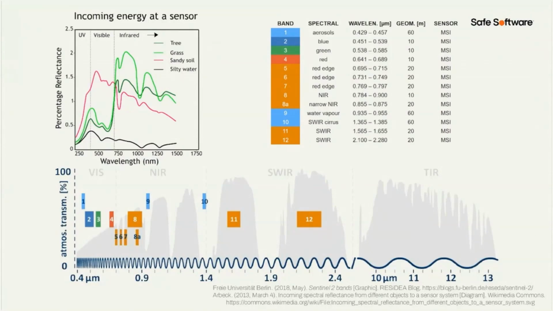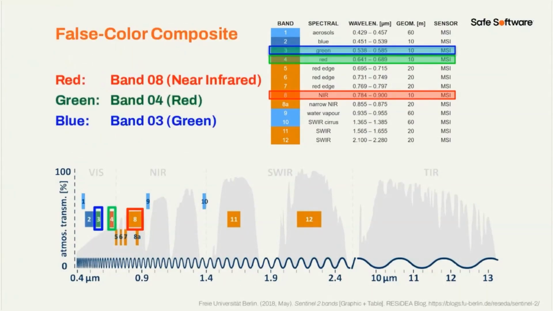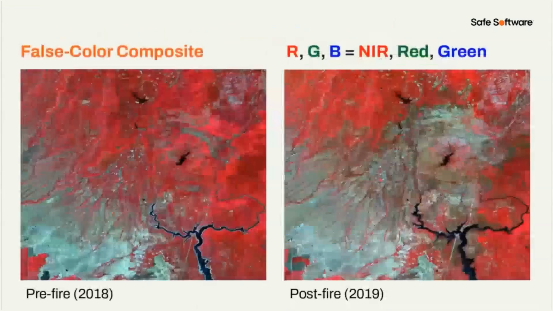Let's focus on the healthy trees and grass. You'll notice that healthy trees and grass have reflectivity peaks in the 800 nanometer range. Band 8 captures this near-infrared range of the spectrum, making it particularly useful for assessing vegetative health. We can assign this non-visible near-infrared data to one of our RGB channels to create a false color composite.